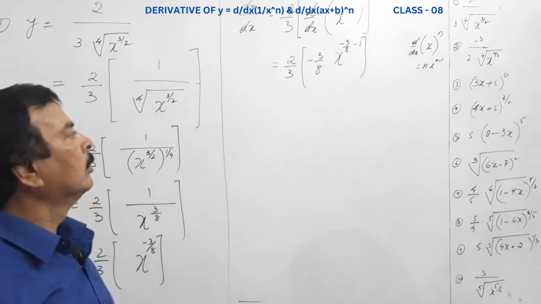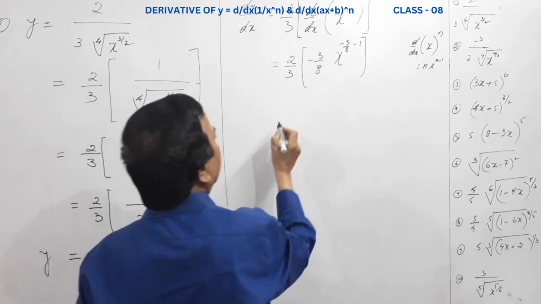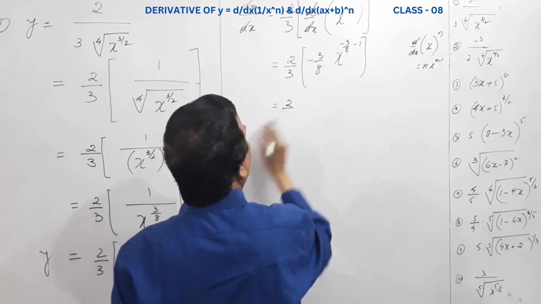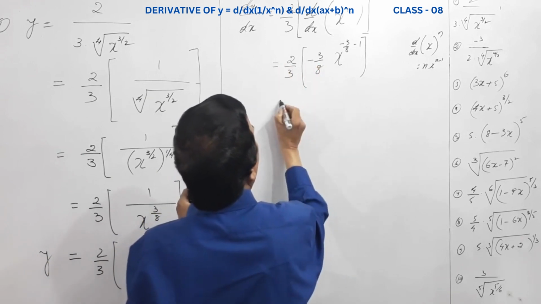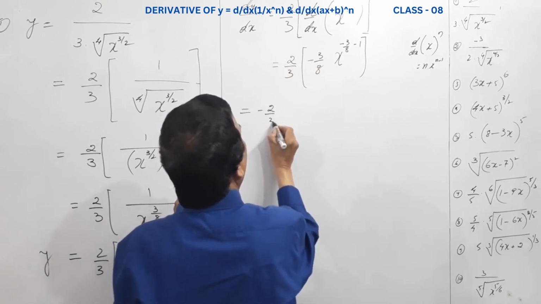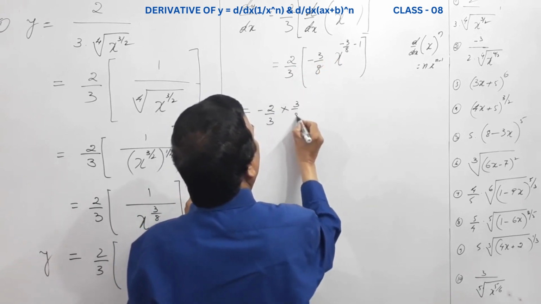Minus 1. So what I will do is, I will bring this outside the bracket. That becomes what? Minus, sorry, I will write this minus sign here. This sign I will bring it outside. That becomes minus 2 by 3 into this 3 by 8.